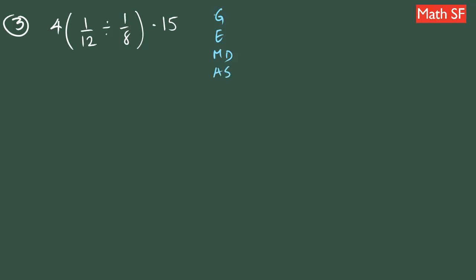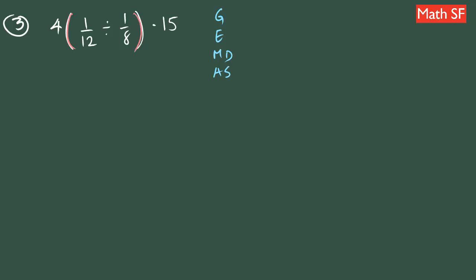Let's go moving forward. Number 3. What are we having for problem number 3? 4 parentheses 112 divided by 1/8 parentheses dotted with 15. Now, once again, you have to keep writing this. So I'm going to keep writing GEMDAS. So grouping. Is there anything that resembles grouping? Yes. We have to do these parentheses first.